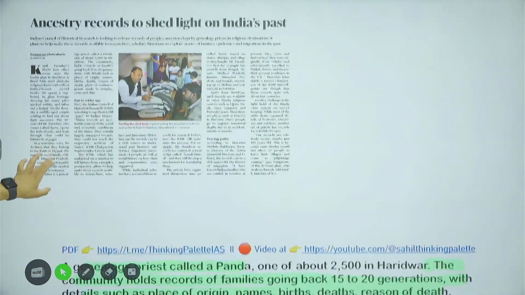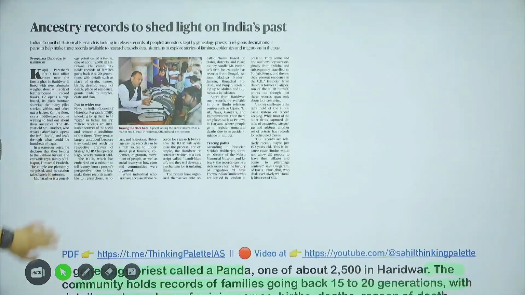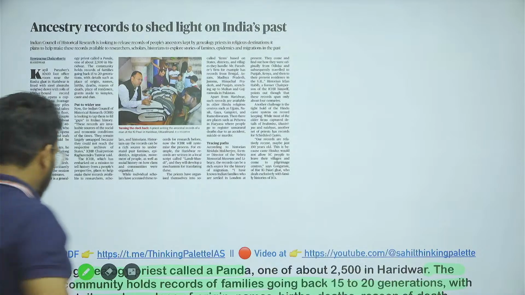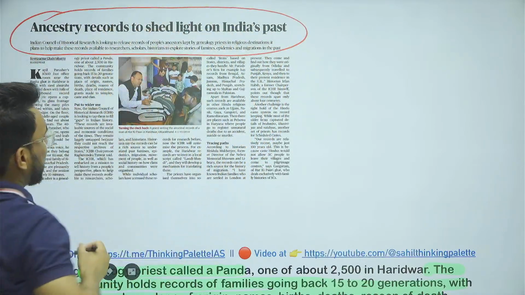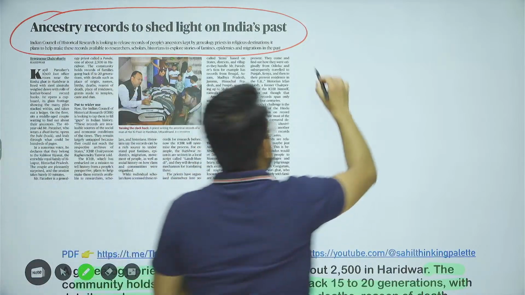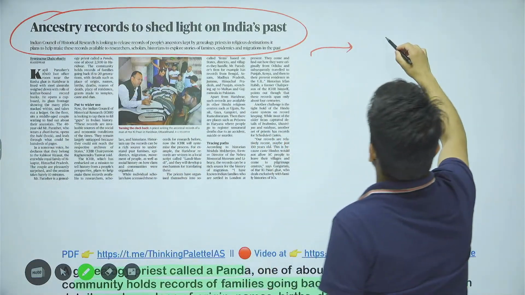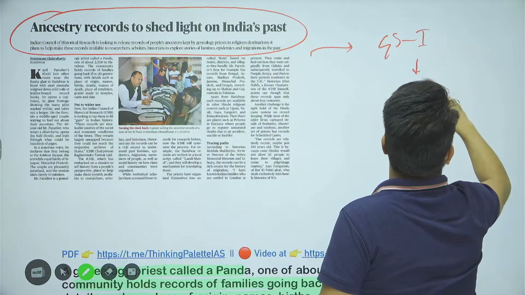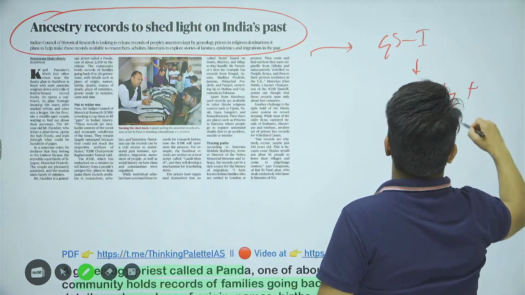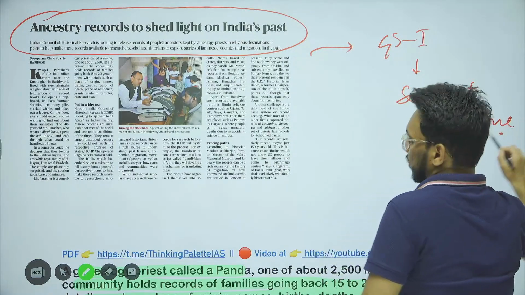Okay, so the article reads: ancestry records to shed light on India's past. Now, this article we will see with respect to GS Paper 1, society and culture.